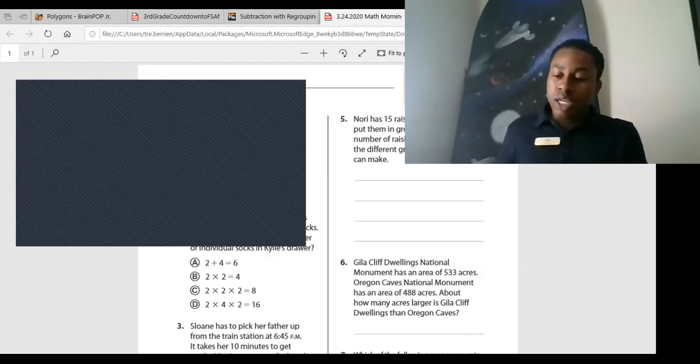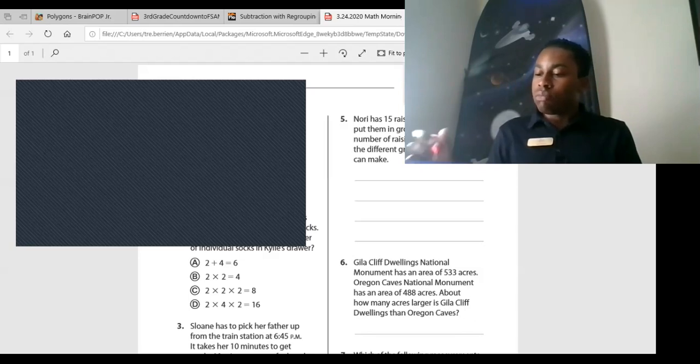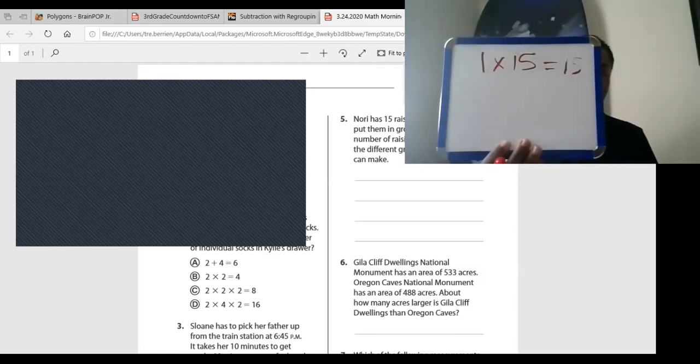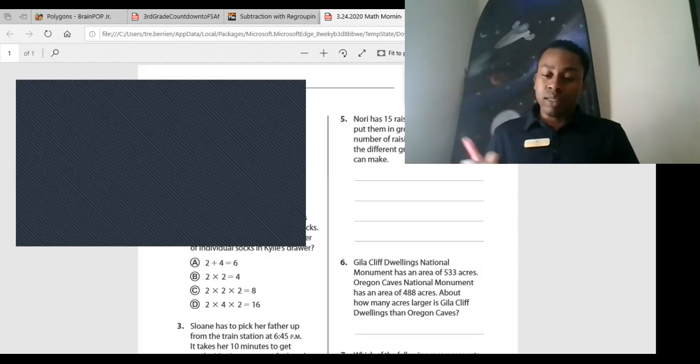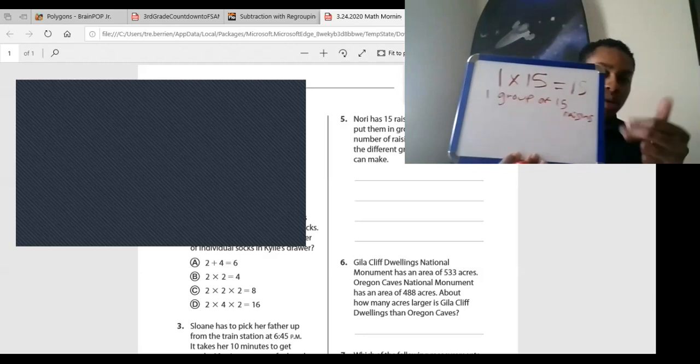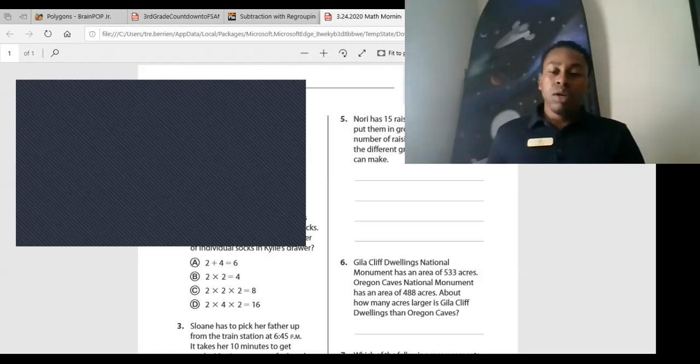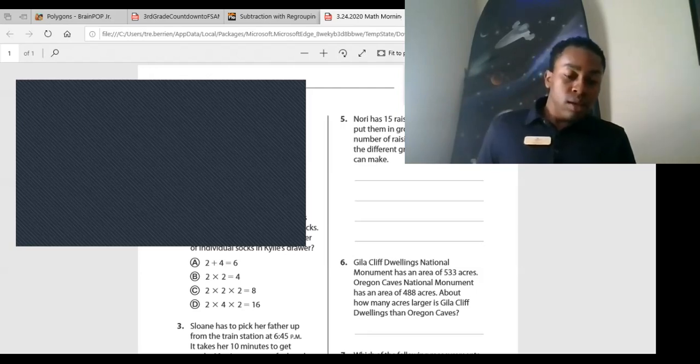So one thing that we can do is 1 times 15 equals 15. And I'm sure you would agree. So that would be one group of 15 raisins. So you could have written one group of 15 raisins, okay? Written out, one group of 15 raisins. Now, another way to write 1 times 15 is just simply flipping it. 15 times 1 equals 15 groups of 1 raisin.